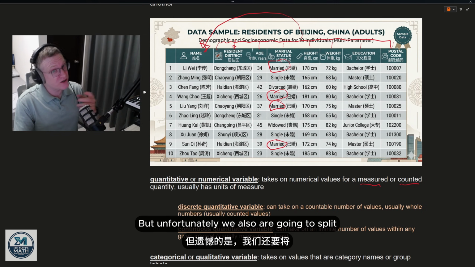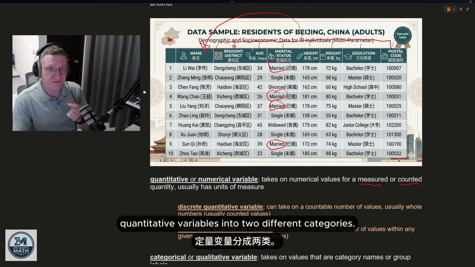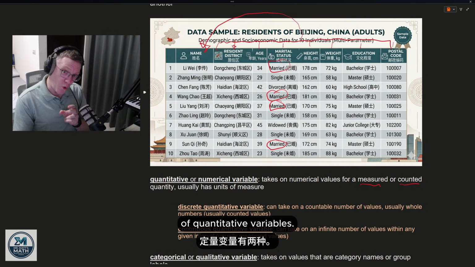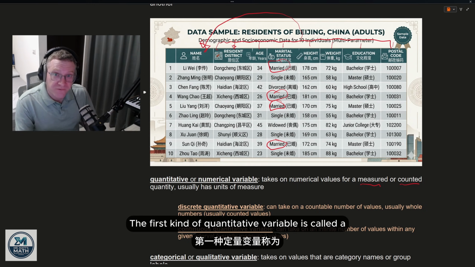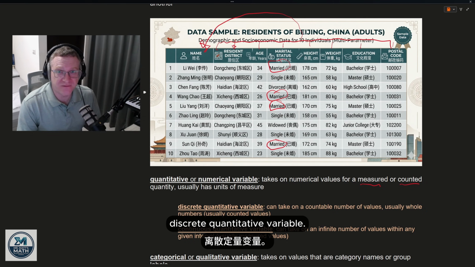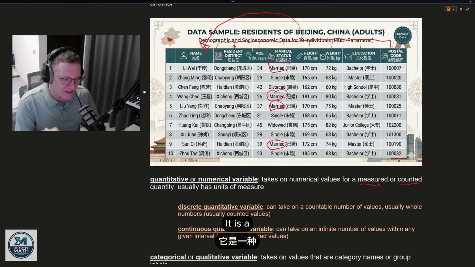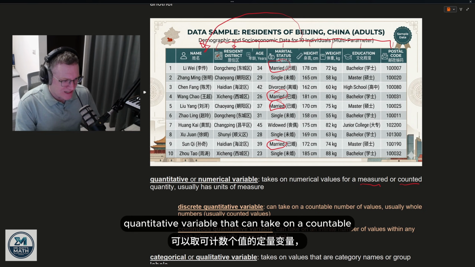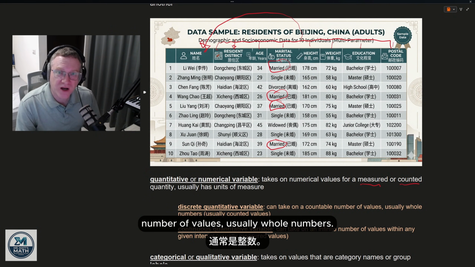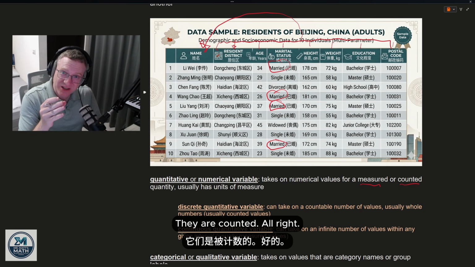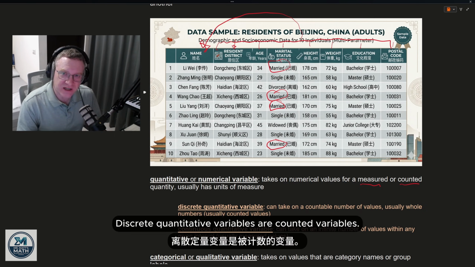Okay, so that's quantitative variable. But unfortunately, we also are going to split quantitative variables into two different categories. There are two different kinds of quantitative variables. The first kind of quantitative variable is called a discrete quantitative variable. Discrete. And what is a discrete quantitative variable? It is a quantitative variable that can take on a countable number of values, usually whole numbers. They are counted, all right? Discrete quantitative variables are counted variables.